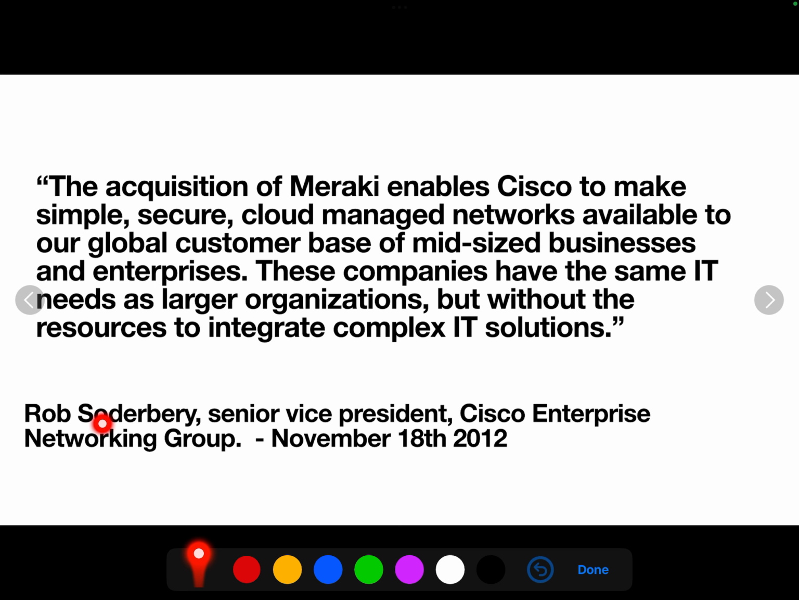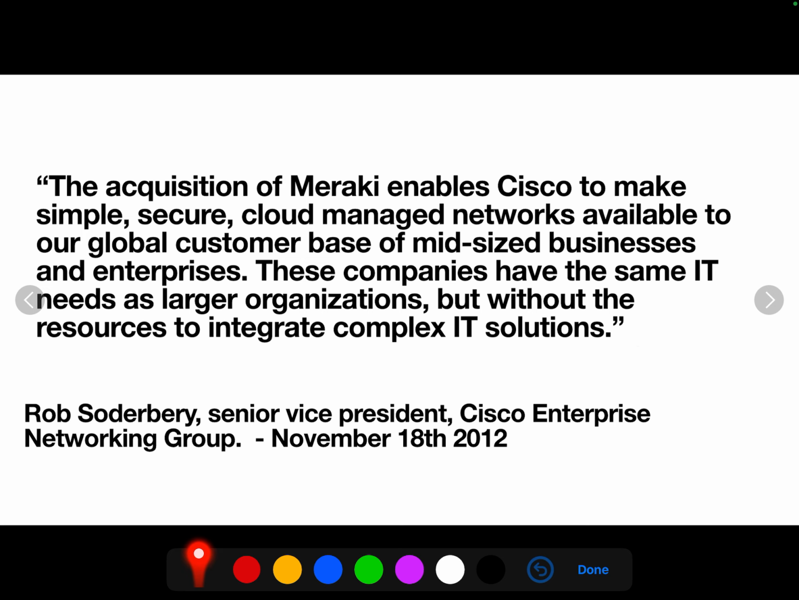So this is a statement by Rod Sudbury, who at the time was the Senior Vice President of the Cisco Enterprise Networking Group. When they made the acquisition of Meraki, he said: the acquisition of Meraki enables Cisco to make simple, secure, cloud-managed networks available to a global customer base of mid-sized businesses and enterprises. So these companies have the same IT needs as large organizations, but without the resources to integrate complex IT solutions.